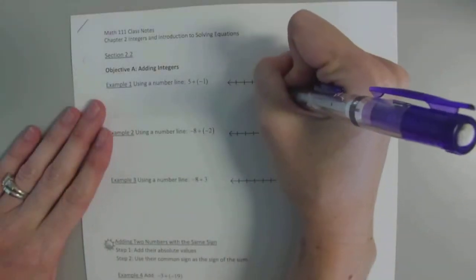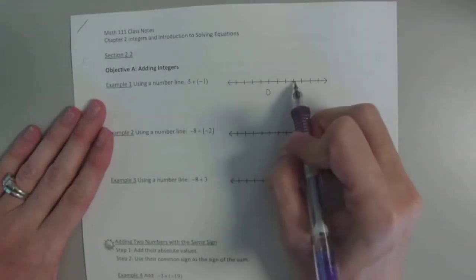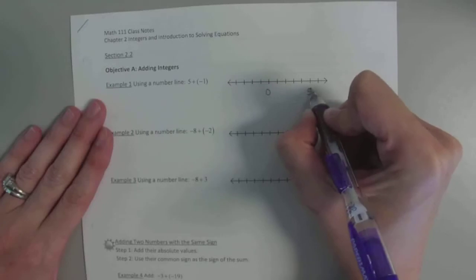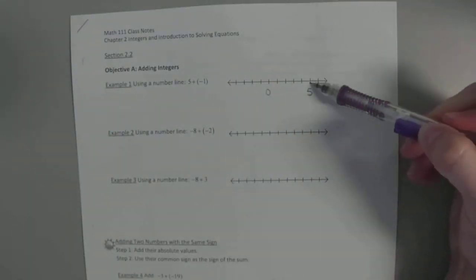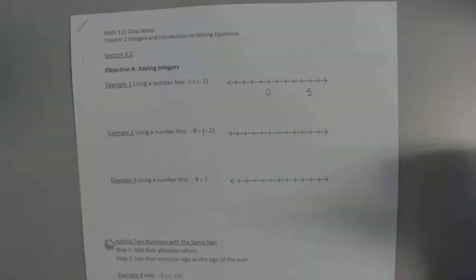We're not going to be able to fit everything, but let's say this is 0 right here. 1, 2, 3, 4, 5 would be right here. So what they want us to do is start at 5, but add a -1. Well, if we added a +1, which direction would we go and what would our answer be? To the right, and it'd be +6.